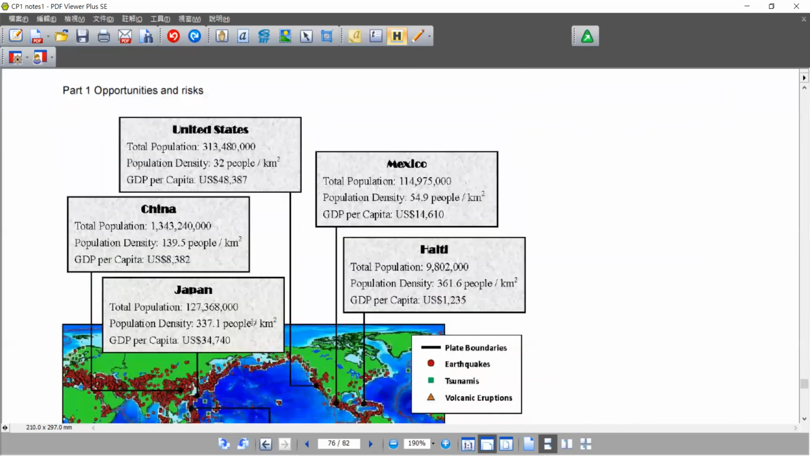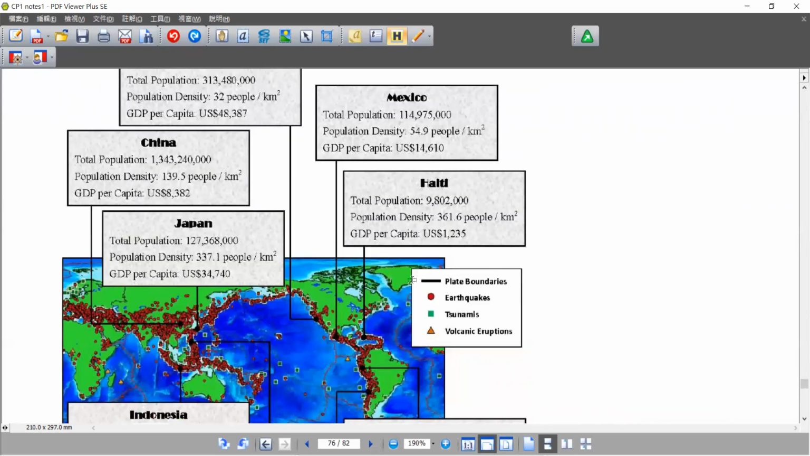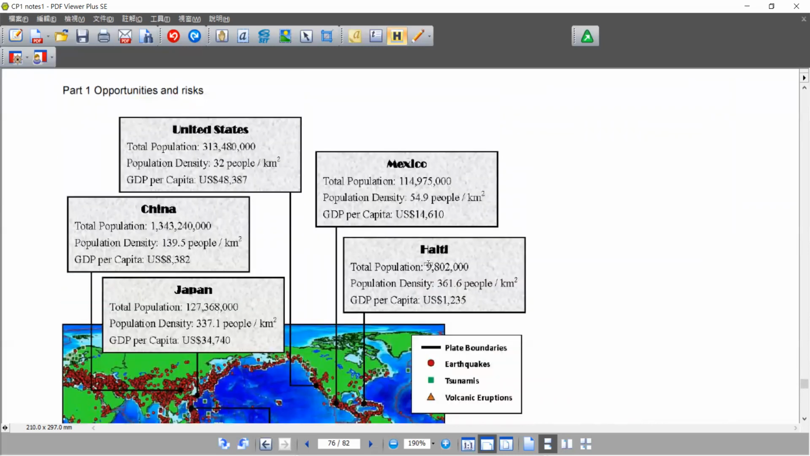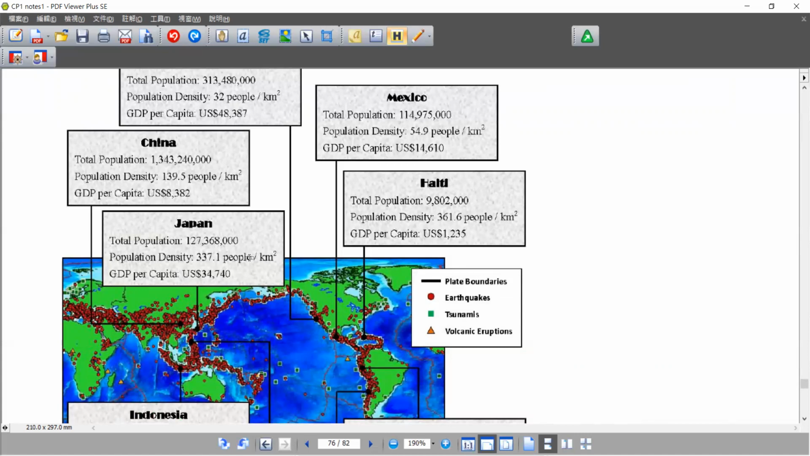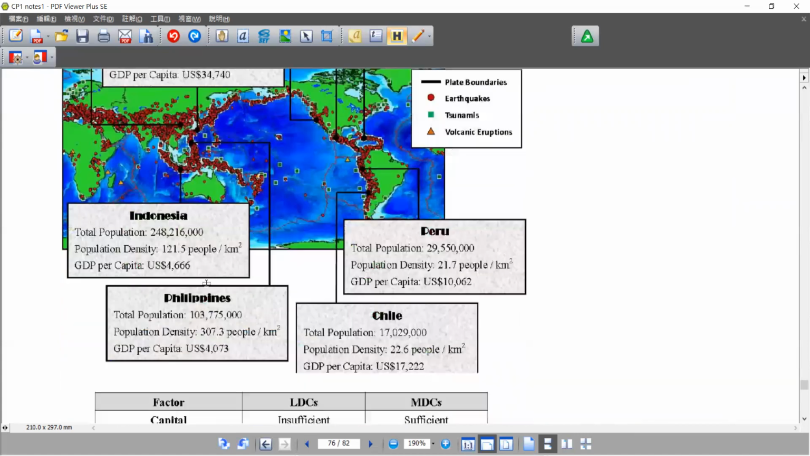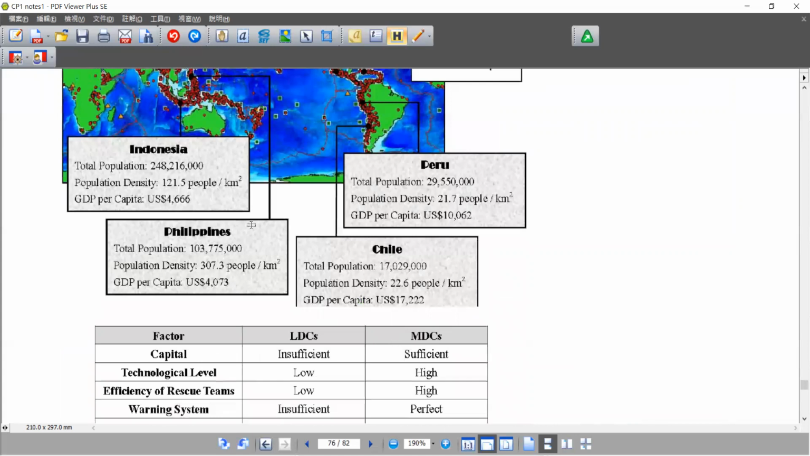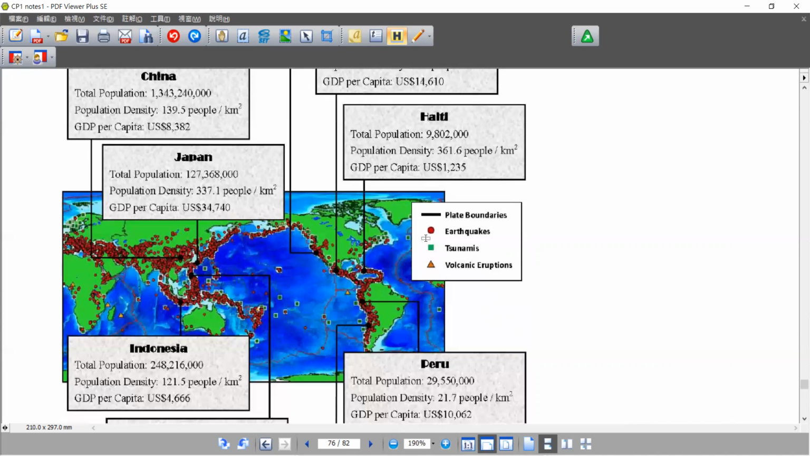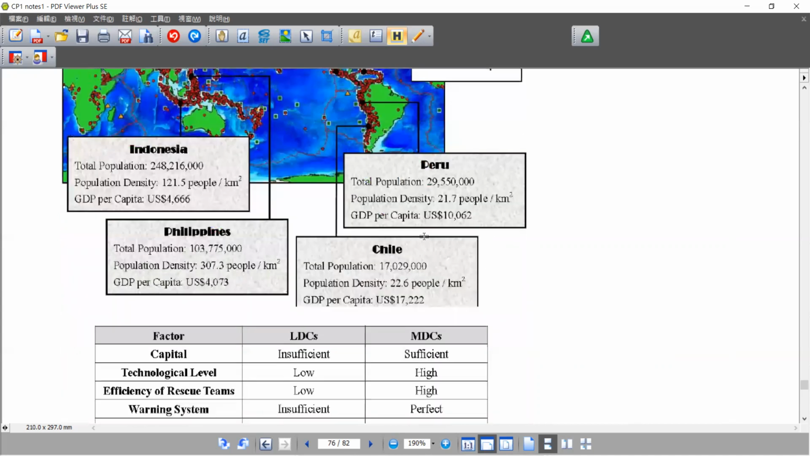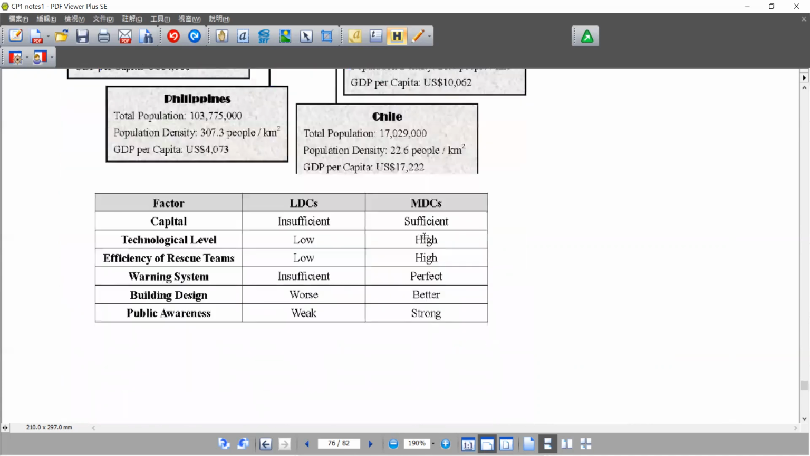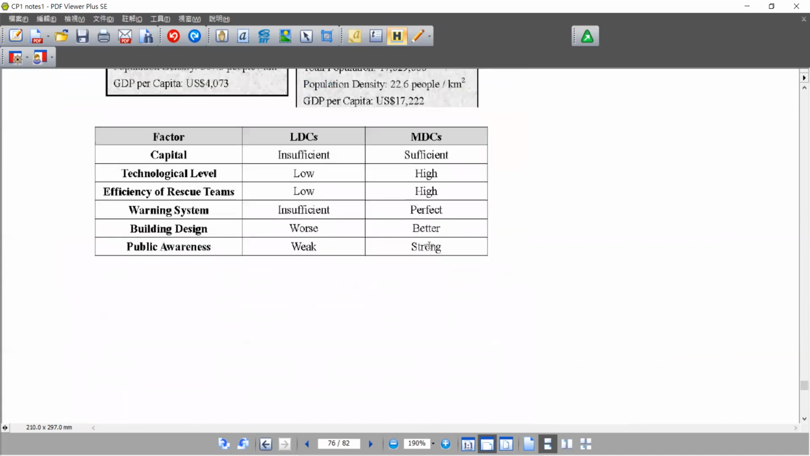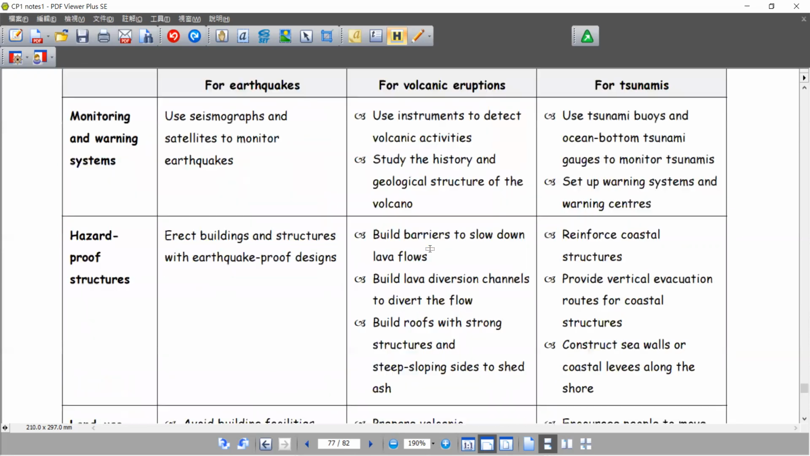Then this is also the different statistics of the population of the countries that may be useful for you. For example, the United States total population and population density, then China's population density and Japan's population density. You can see Japan's population density is very, very high. These are also factors that may affect the casualties, or the degree of the hazards that is causing the damage.